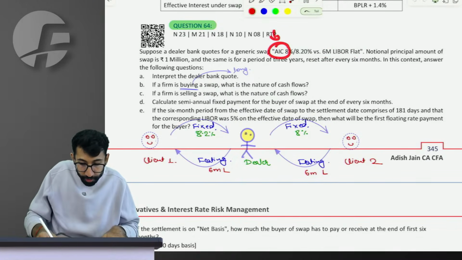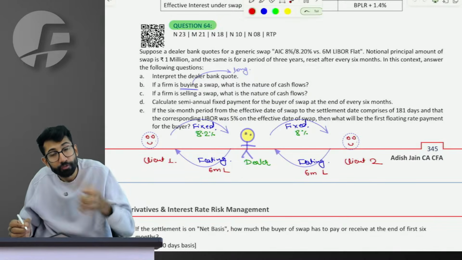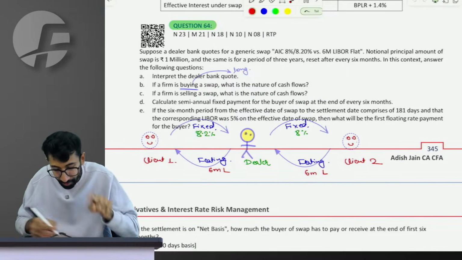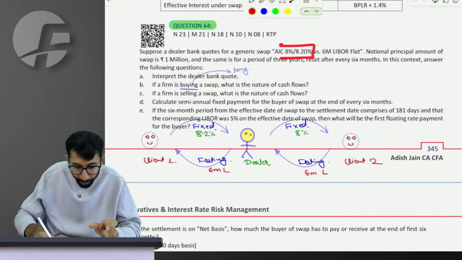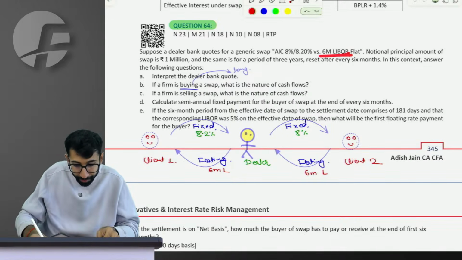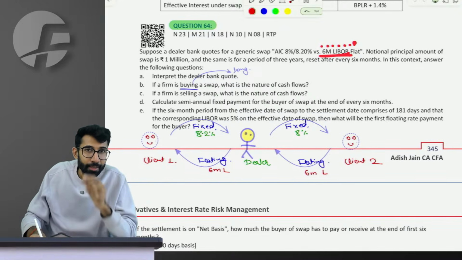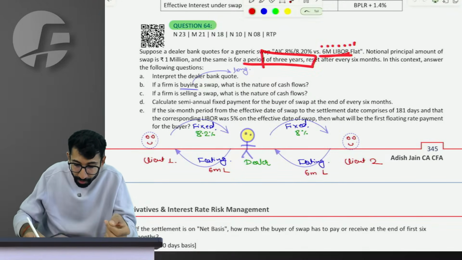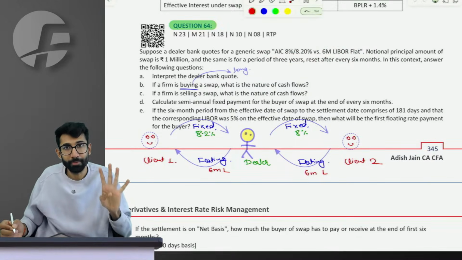That is the all-in cost, meaning this difference of 0.2% is the cost which a customer is ultimately bearing and the dealer is ultimately earning. There is no other cost or brokerage or commission other than the difference of this 0.2%. Second interpretation, second learning: 6-month LIBOR flat means the floating leg is 6-month LIBOR, gets decided every 6 months, gets settled every 6 months, which is why in a period of 3 years, settled every 6 months, there are a total of 6 settlements in 3 years.